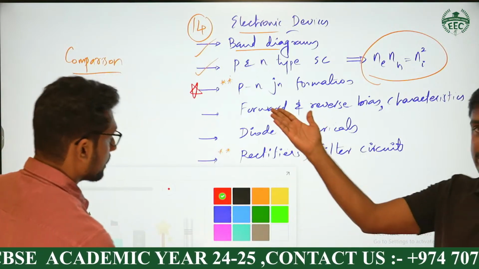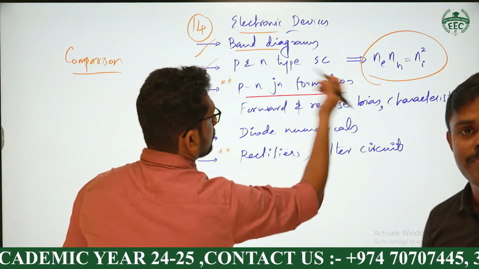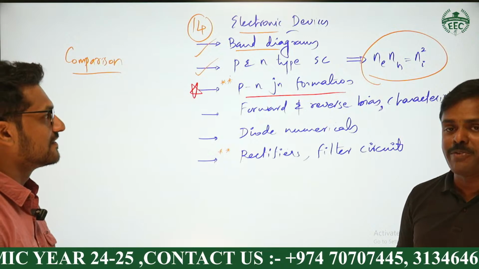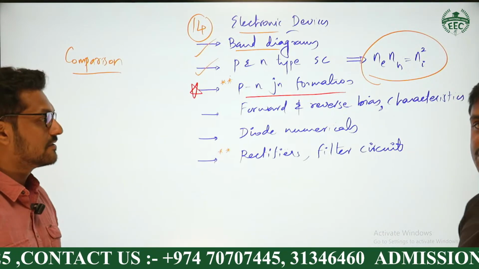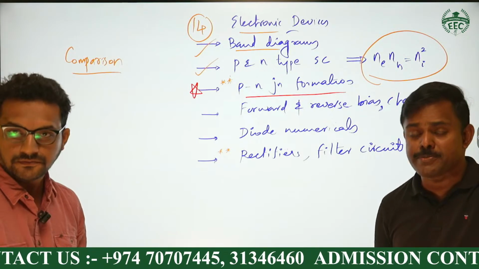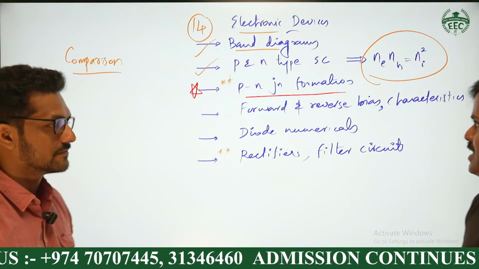Now, this one is marked in red because it is a very important question, one of the most repeated questions: formation of a PN junction. It is actually done in 4 steps, and that is very important.